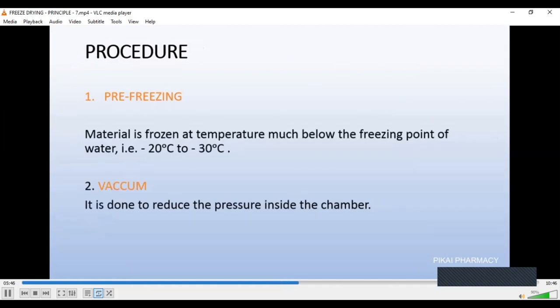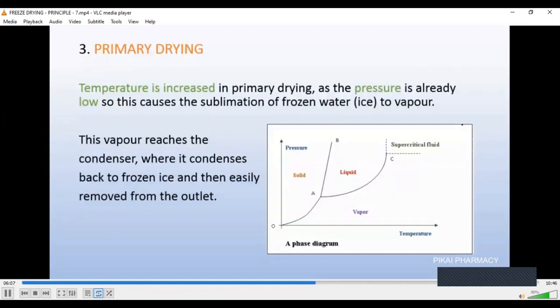Here comes the procedure of freeze drying. So the first stage is the pre-freezing. At this stage the material is frozen at very low temperature, that is minus 20 degrees Celsius to minus 30 degrees Celsius. The second stage is the vacuum. At this stage the vacuum pump is used to reduce the pressure inside the chamber. Now comes the primary drying. So we already achieved low pressure by applying the vacuum.